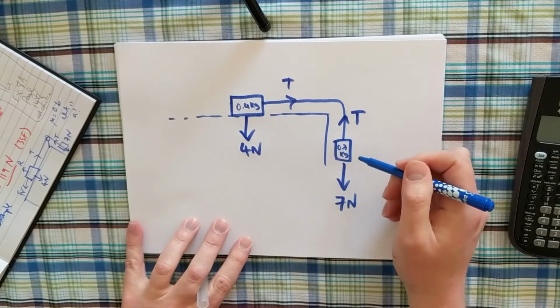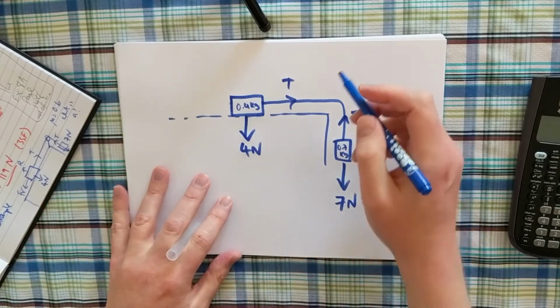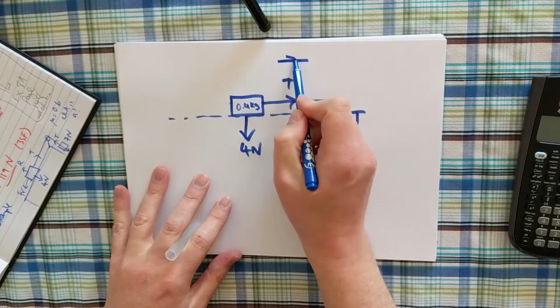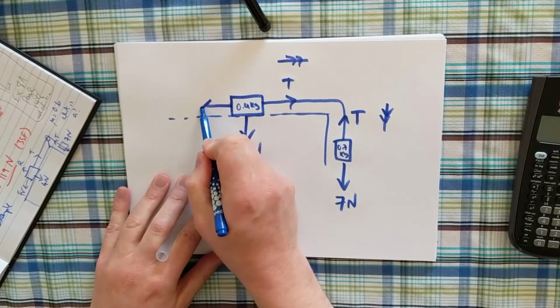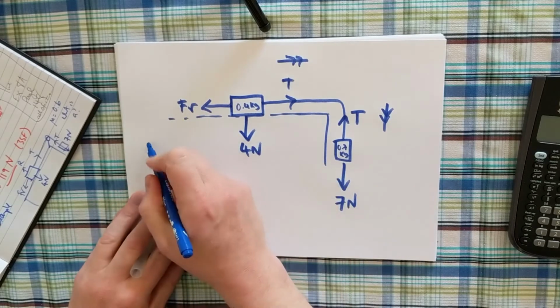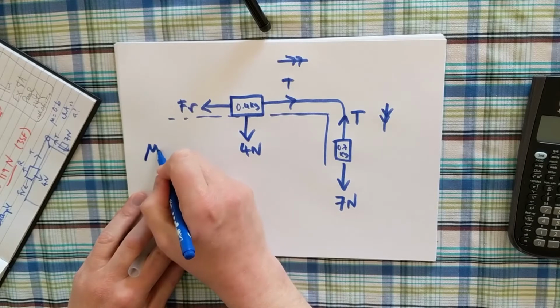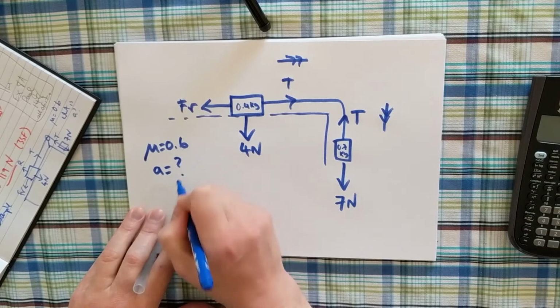If we say that it's released from rest, this one is going to start pulling this one down. So the motion for this object is going to be that way. This one's going to start going down. But that means we're going to have friction opposing motion here, if we're told that this is a rough surface. Let's say we have mu is equal to 0.6 and we're trying to find out what the acceleration is.